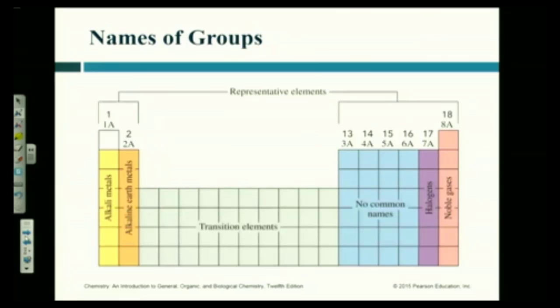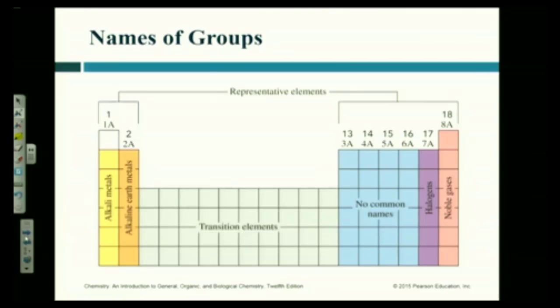Now, some of the groups have special names. You will hear me talk about alkali metals or alkali earth metals. Or you may hear me talk about halogens. Or you may hear me talk about noble gases. Instead of using the group number, some of the groups have special names. So when I talk about halogens, I'm talking about group 7 or 17, right? The one that I gave you has these names on it at the top for the special names.